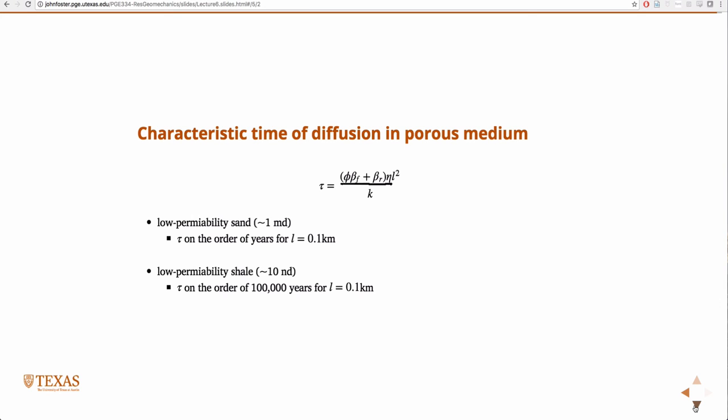But for a low permeability shale, which has, say, 10 nanodarcy permeability, then it takes 100,000 years to go that same 100 meters. Well, that's a pretty long time, even in geologic time. So we can certainly have sedimentary deposits that can accumulate faster than 100,000 years, such that the fluid can't escape faster than that. So remember, shale is extremely impermeable, right? It takes one natural gas molecule 1 year to migrate 1 meter in shale.